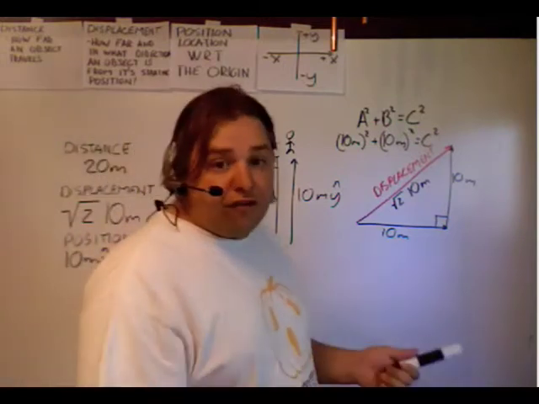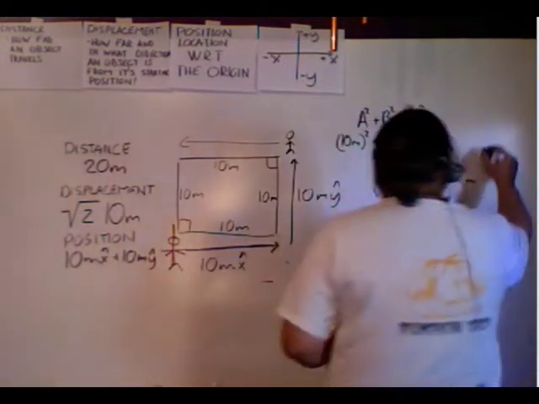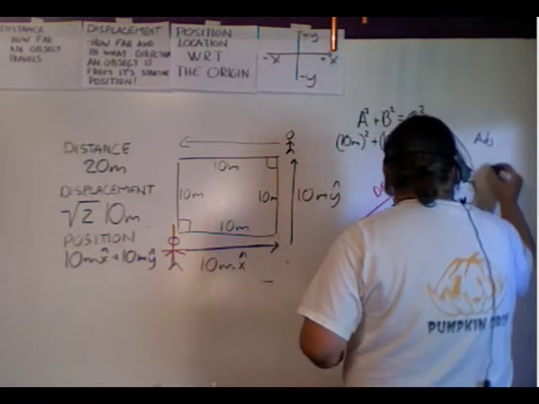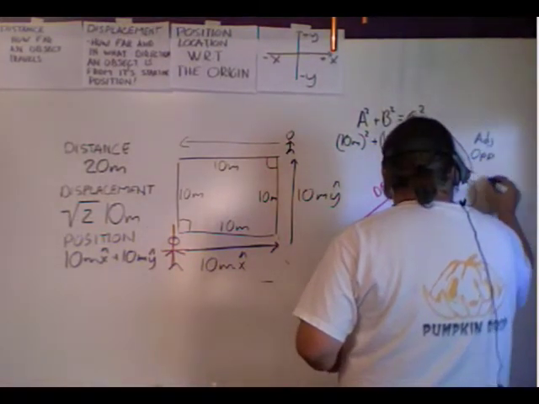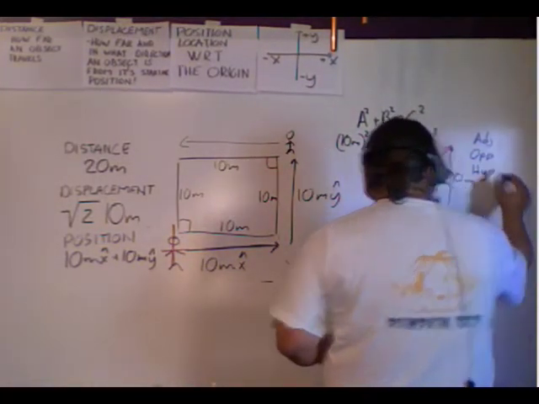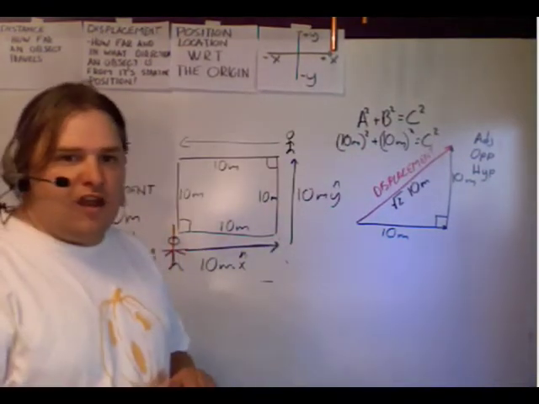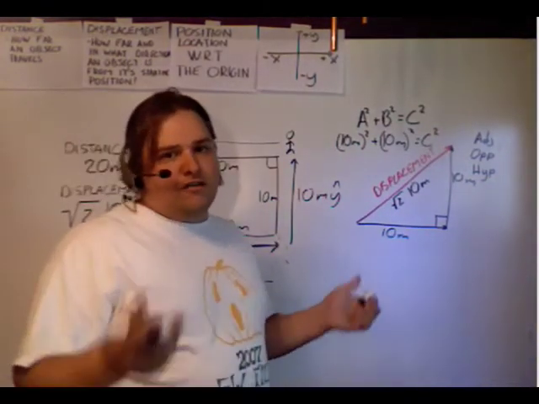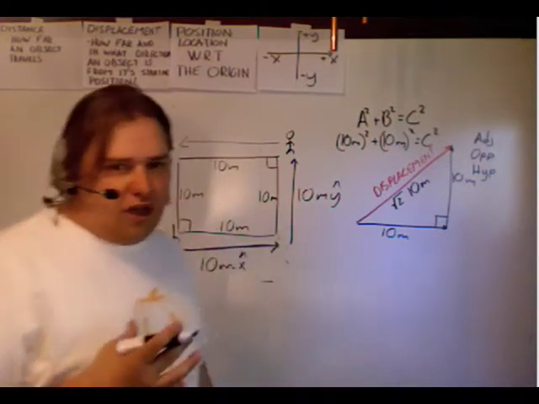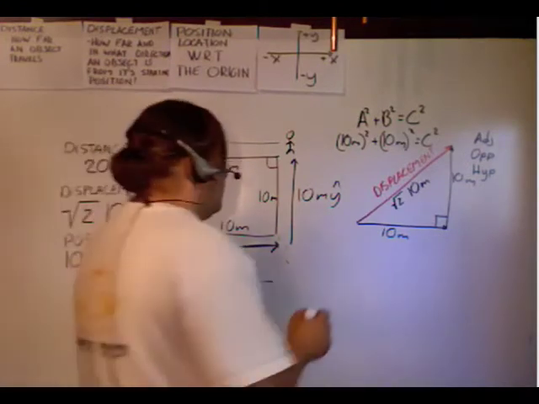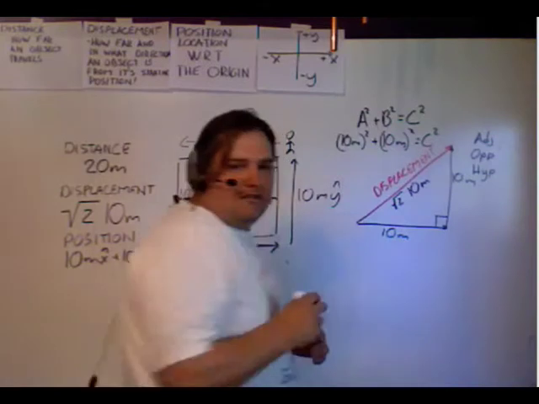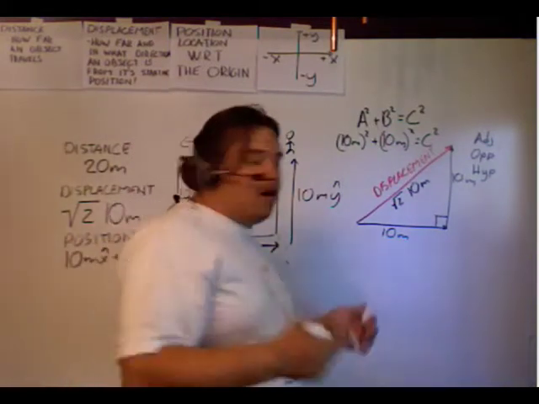Okay? So first thing I have to do is explain what an adjacent is, what an opposite is, and what a hypotenuse is. That's the next thing I have to explain. First one is a hypotenuse. It's the most important side. It shows up all over the place. The displacement is the hypotenuse in this case. How do I know that?